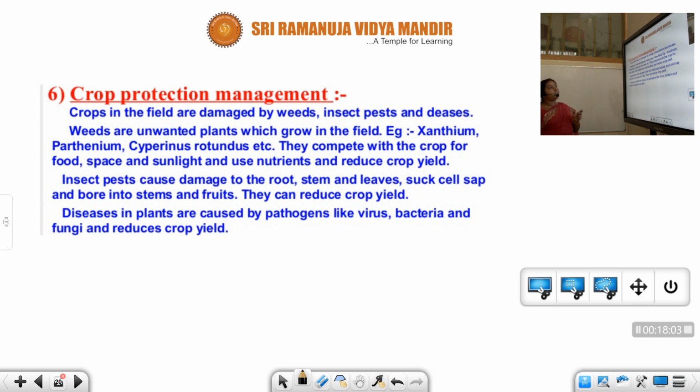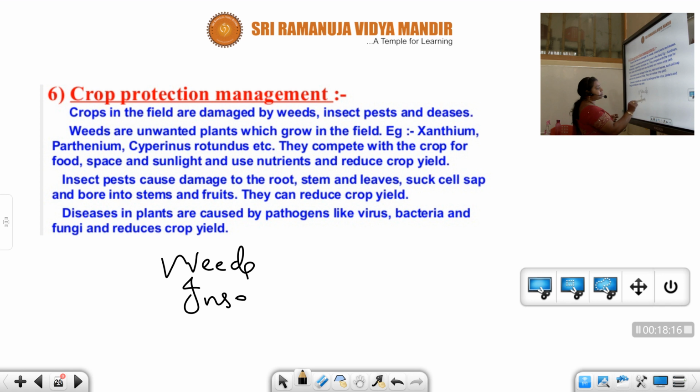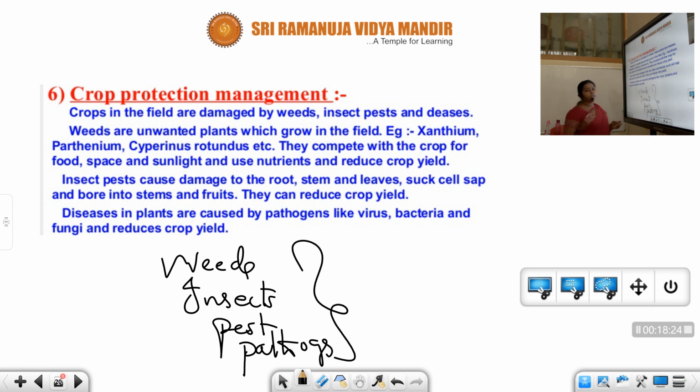Crops in the field are damaged. There are so many ways to get our crop spoiled. So what are those? Weeds, children. Okay, insects, pests, pathogens. By all these different ways we can lose our harvested crop or our crop.